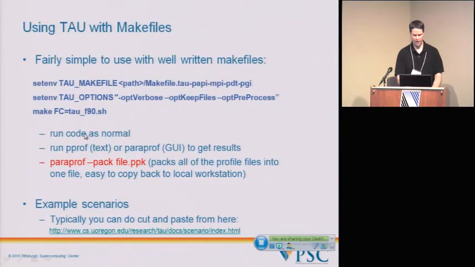But once you do that, you set these two environment variables. You replace the name of your compiler with one of these tau scripts, and it'll compile. And then you just run the code as normal.